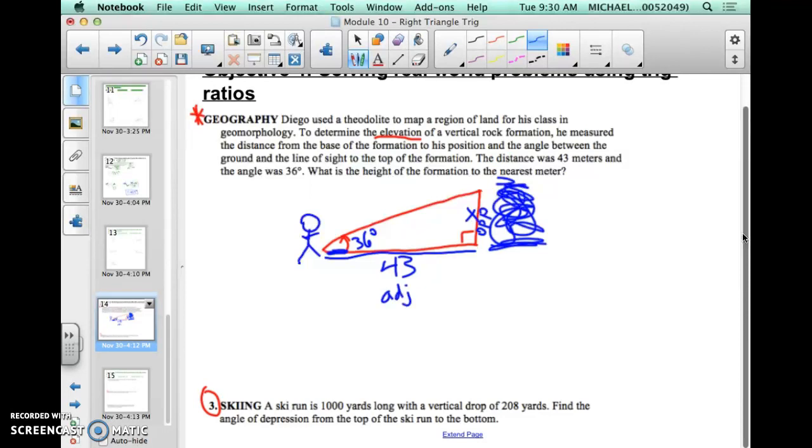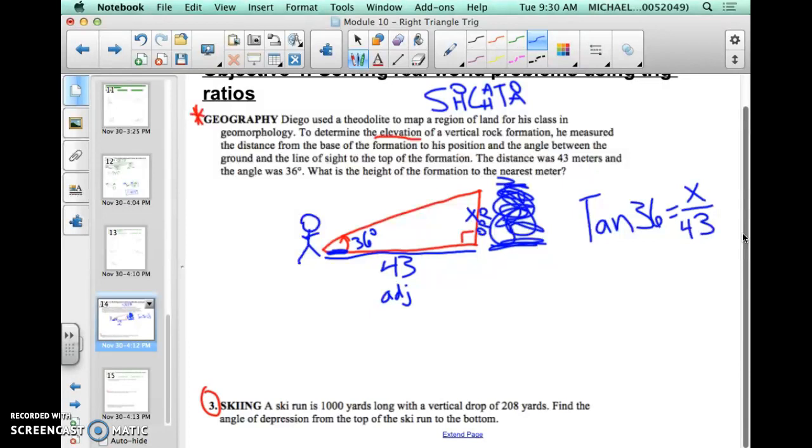So then I have to call upon my knowledge of trig functions. I can write SOHCAHTOA if I want to reference. But opposite and adjacent is tangent. So I'm going to write tangent. And in this case, we are given the degree, or the angle. So I'm going to write tangent of 36 equals the opposite, which is x, over the adjacent, which is 43. And then I just solve for the variable.